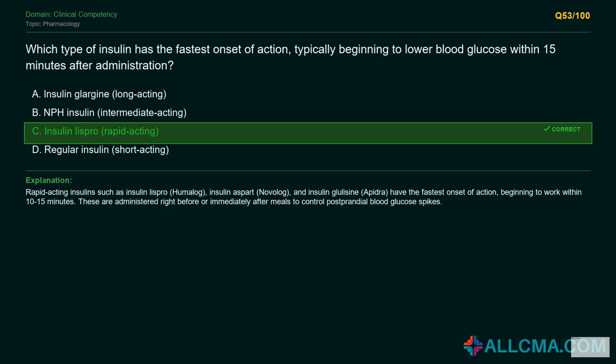The correct answer is C. Rapid-acting insulins such as insulin lispro (Humalog), insulin aspart (Novolog), and insulin glulisine (Apidra) have the fastest onset of action, beginning to work within 10 to 15 minutes. These are administered right before or immediately after meals to control postprandial blood glucose spikes.